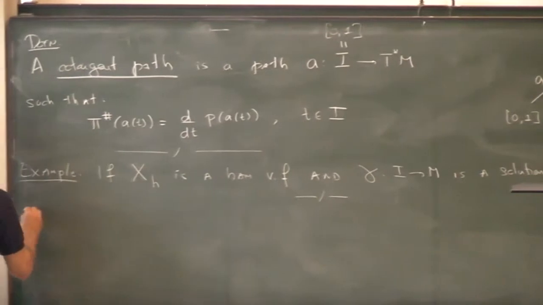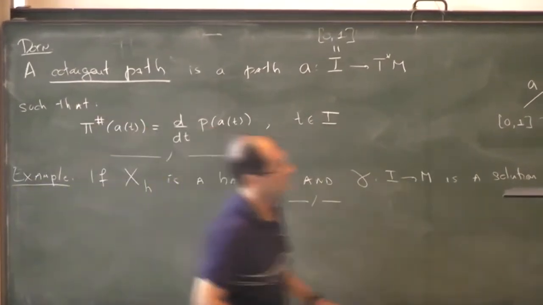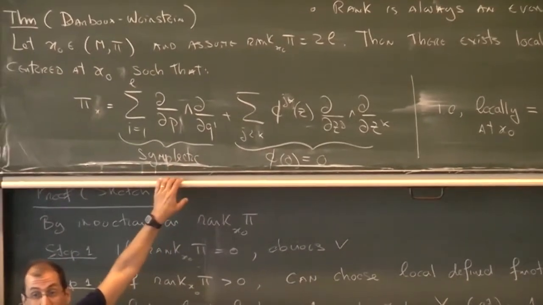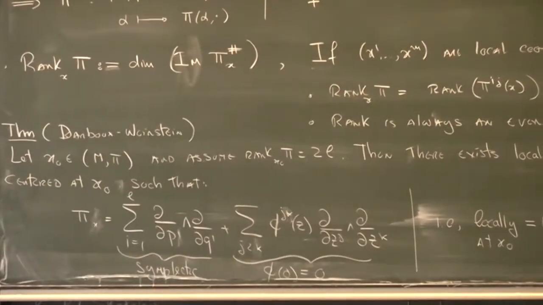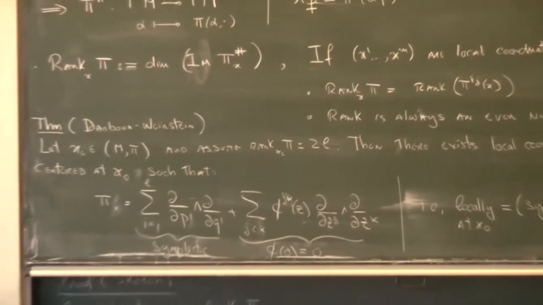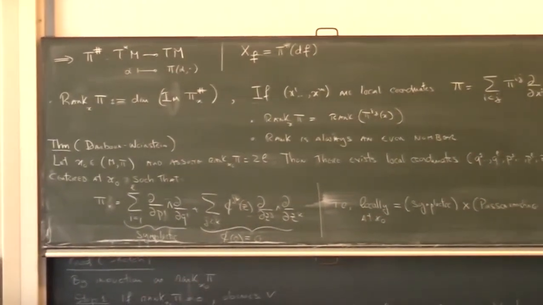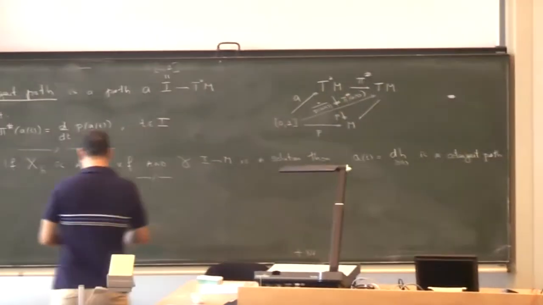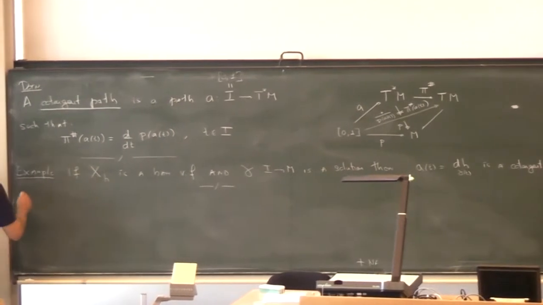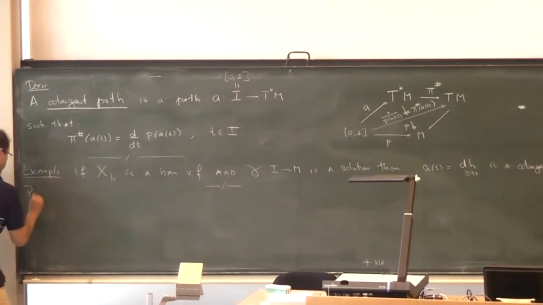Okay, now I'm going to use cotangent paths to show that this symplectic factor that appears in the Darboux-Weinstein theorem actually has a very concrete realization. Here it just looks like it depends on some choice of coordinates, and maybe if we choose different coordinates we get a different factor. That's not the case. So, proposition.